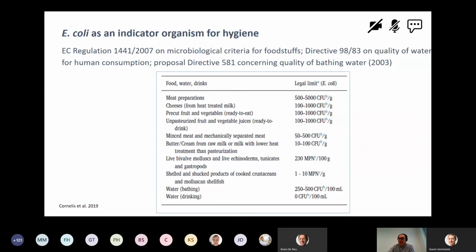In the table, you see the different food items which are involved and also the legal limits for E. coli. The first values are in fact the target values, and the second values are always the tolerance values. You see that for different food products, these legal limits are between 100 and 1000 colony-forming units per gram.